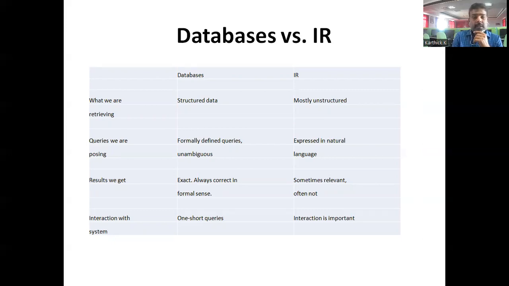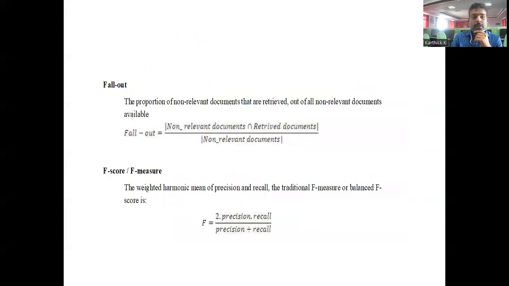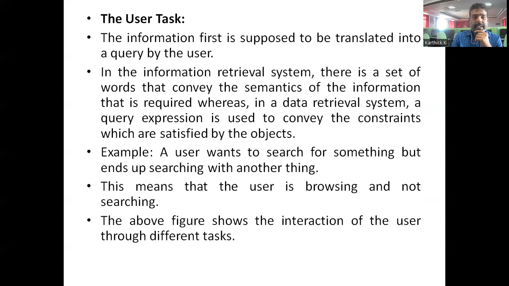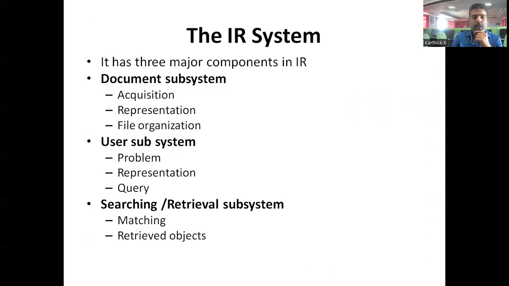In DBMS, it is a one-shot query. In IR, interaction is important. The query is important, and based on the query you retrieve the data. In the Google search engine, based on what I typed, I will get information. So interaction is important here. The important topic is IR systems.